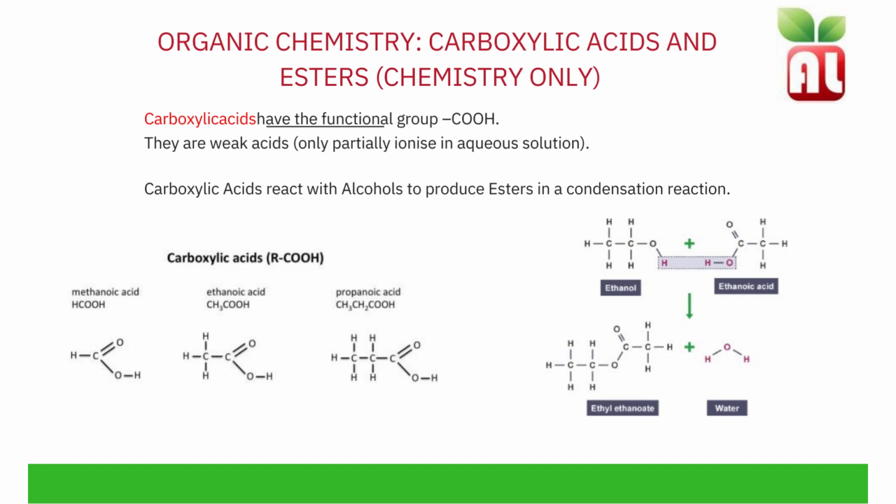Esters have a functional group of an ester bond. The ester bond or ester link in the center of the molecule is a COO. This is a carbon atom with a double bond to an oxygen and then a single bond to another oxygen. This links part of the alcohol and carboxylic acid strands together, losing one molecule of water.